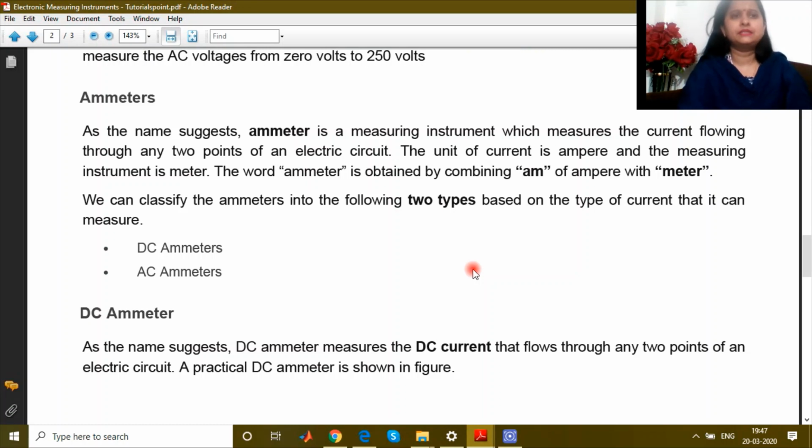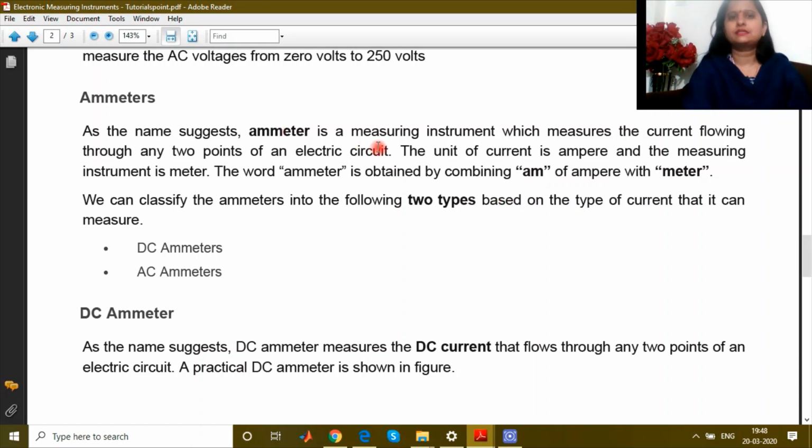Next we come to ammeters. Ammeter, as the name suggests, is a device or an instrument which is used to measure the current in any circuit or in any electrical line. You need to connect this ammeter in series with that line where you want to know the amount of current that is going through that circuit, right?